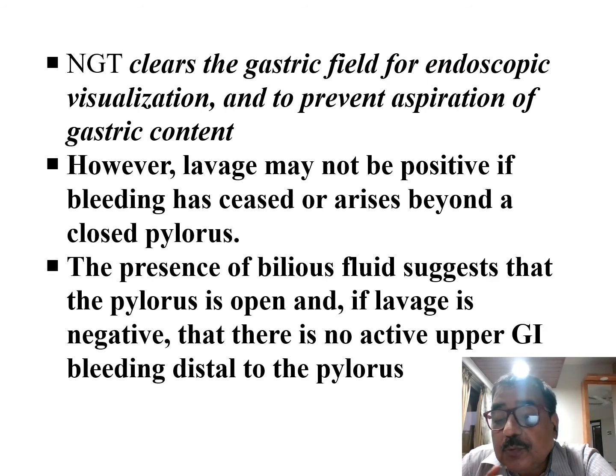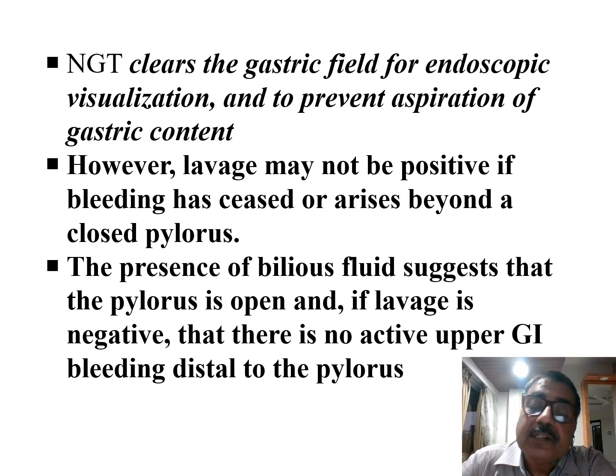Thirdly, when you do the nasogastric tube evaluation, you clear the gastric fluid for endoscopic visualization, and it also prevents aspiration of gastric fluid due to clearing. And what are the problems with that? If there is a closed pylorus, then you cannot pass it, and there is a problem. If there is bilious fluid, again there is a problem. But these problems are far less compared to the benefits of the therapy. So in normal conditions and with adequate support, we must go for the nasogastric tube evaluation.